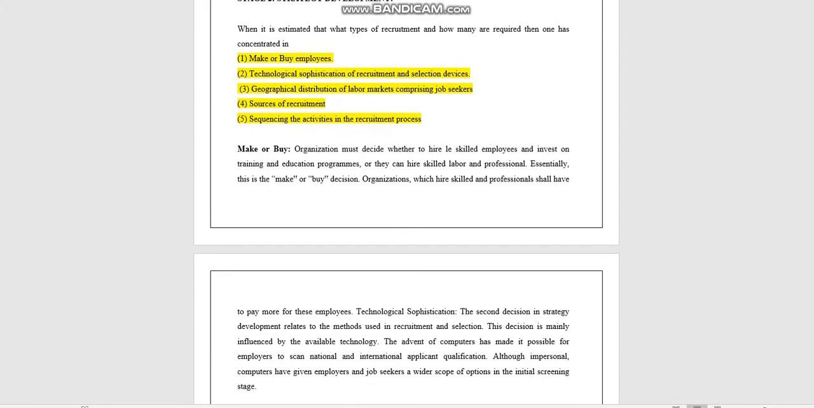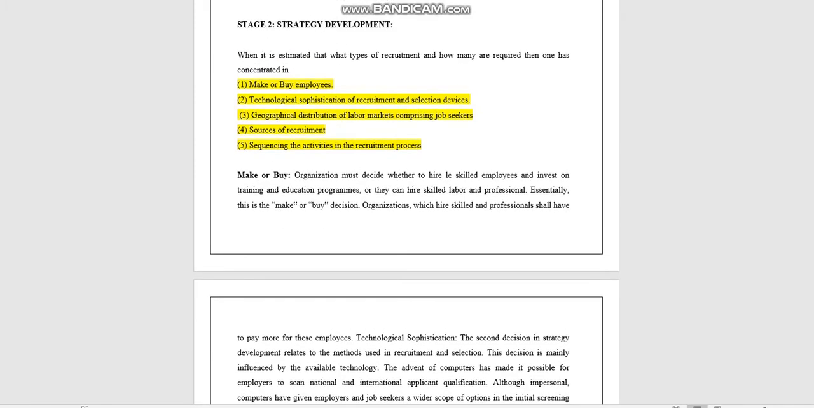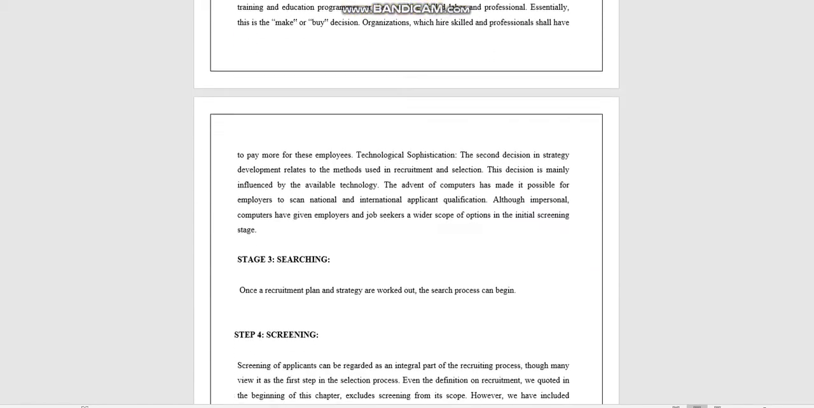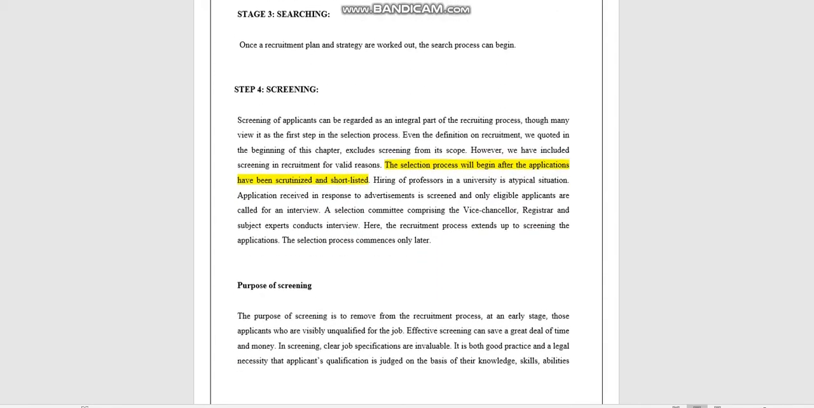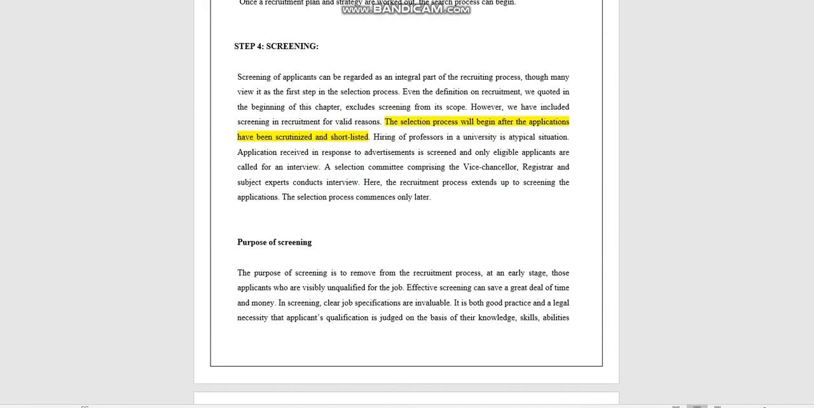In this phase I also wanted to mention the various sources of recruitment that is being carried out. And next is the searching process. So searching process involves the sources of activating and selling out the process. And the fourth stage of process is screening process. So this is the integral part of a recruitment process. So this will begin only after the shortlisting process. So this is the initial stage of selection process also.